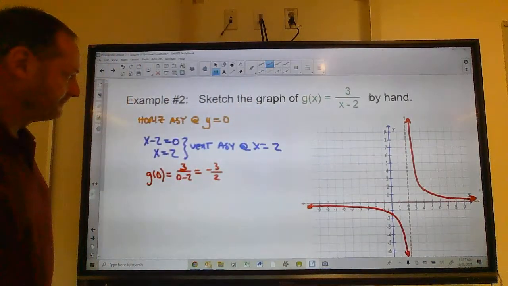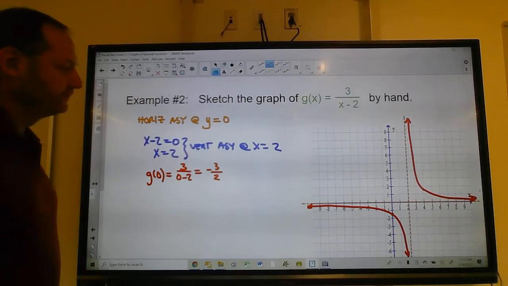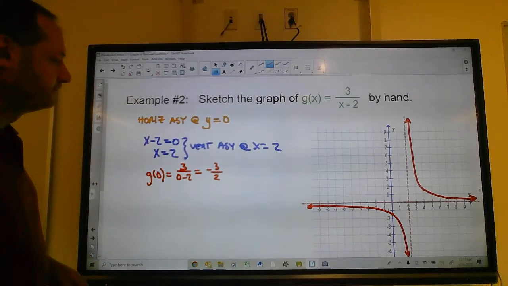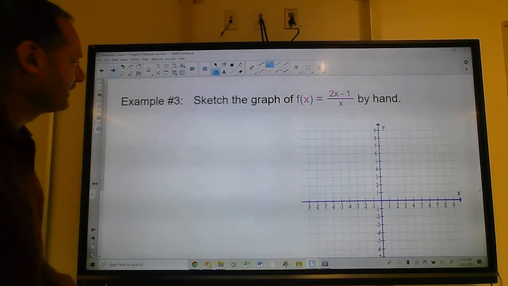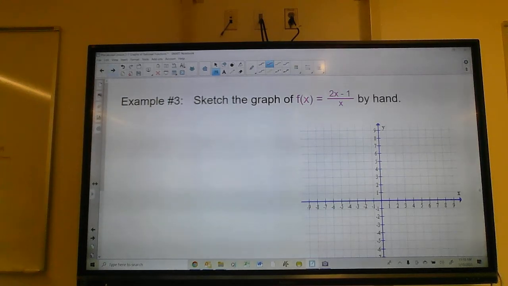And there's my graph. Make sure you show this work over here too. Okay, moving on. Example 3. Sketch the graph f of x equals 2x minus 1 over x by hand.